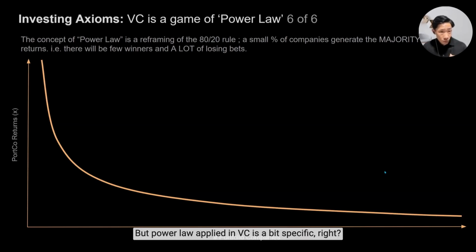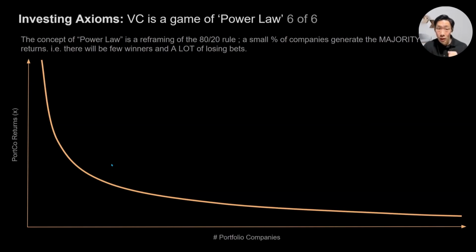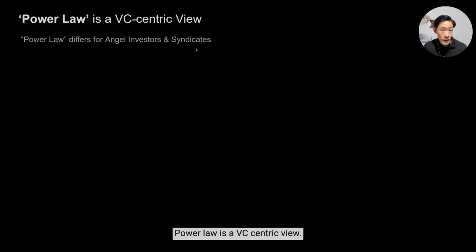But power law applied in VC is a bit specific, right? Power law in VC is making the argument of diversifying and investing in a lot of venture assets in a bid to get a lot of these outlier returns. So here's why I disagree. Power law is a VC-centric view. Nothing wrong with it. I'm just pointing out what this is, right? And it differs for angels and also syndicates.